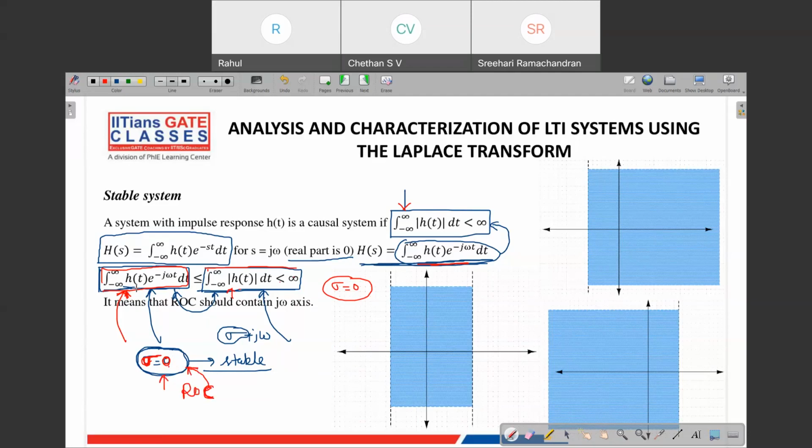So any Laplace transform where the ROC contains this line, or you can say the j omega axis, because on the j omega axis sigma is always equal to 0, that kind of system will always be a stable system. For example, this is also a stable system because it contains the j omega axis, which is sigma equal to 0. This is also containing the j omega axis, and this is also containing the j omega axis. So all these three ROCs correspond to stable systems. Anyone has any doubt here?